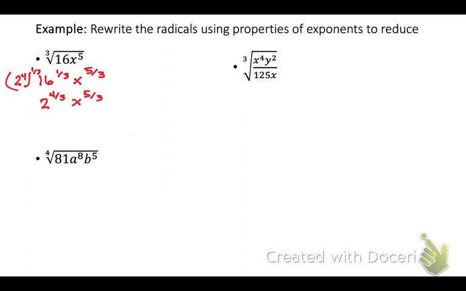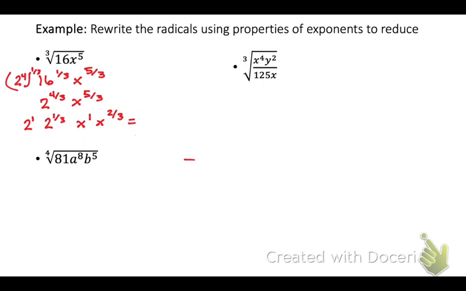So we're using this to see what we can bring out of the radical and what has to stay in. So I'm going to do it in more steps than I would normally right now. Okay? So 3 goes into 4 how many times? Once. So I have 2 to the 1st, because that's one time. And then what is my remainder? 1. So then I have 2 to the 1st times 2 to the 1/3. Okay? And now we're going to do x to the 5/3. So 3 goes into 5 how many times? Once. And 2 are my remainder.